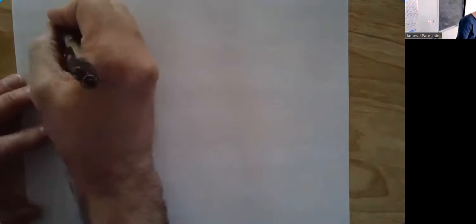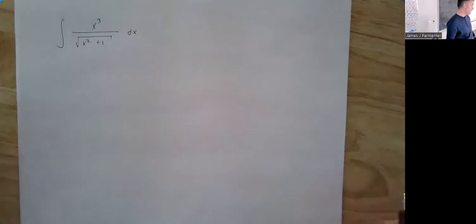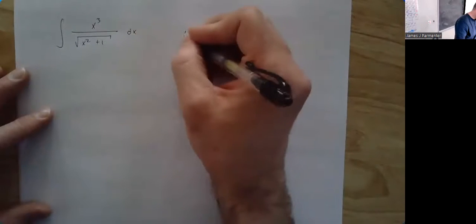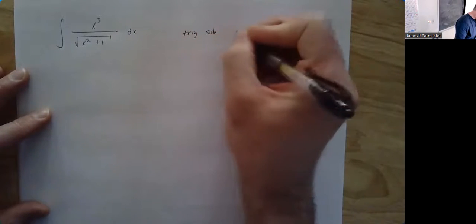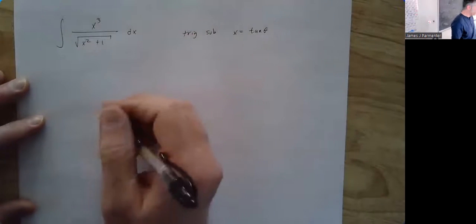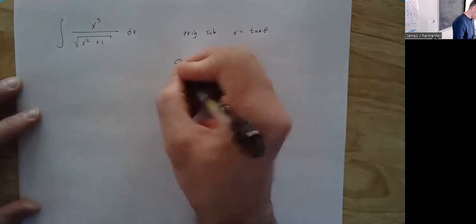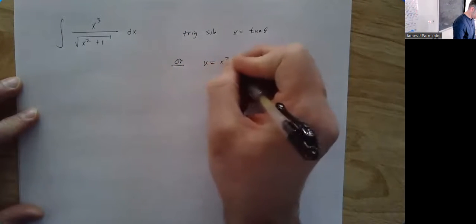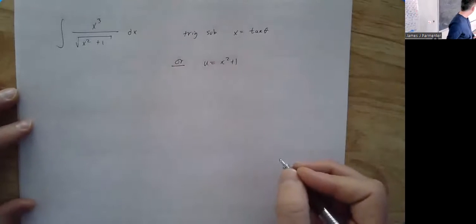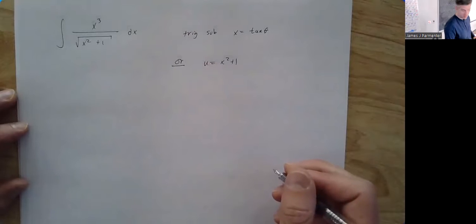So let's say we had the integral of x cubed over the square root of x squared plus 1. This problem can be done with the trig sub. You could totally let x equal tangent theta. You can also do this with a u sub and a back sub. Typically, I think that's probably easier. Let me show you. Yeah, we can do that in 2 minutes.